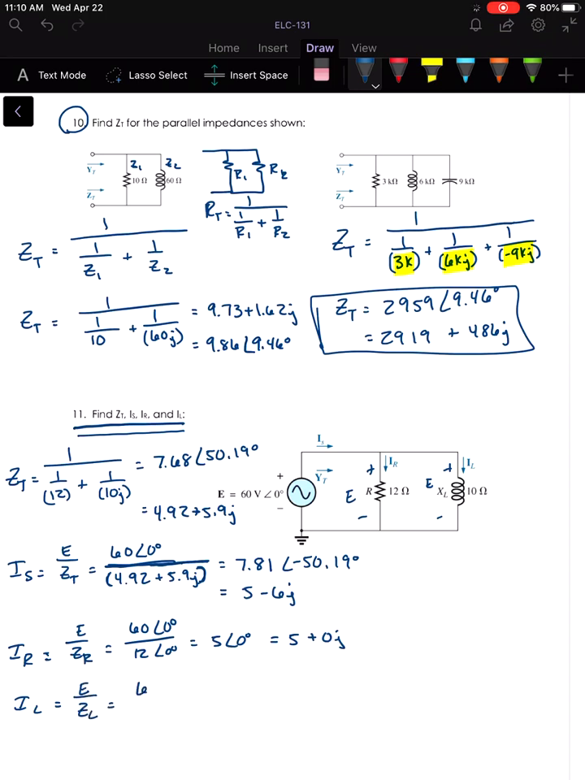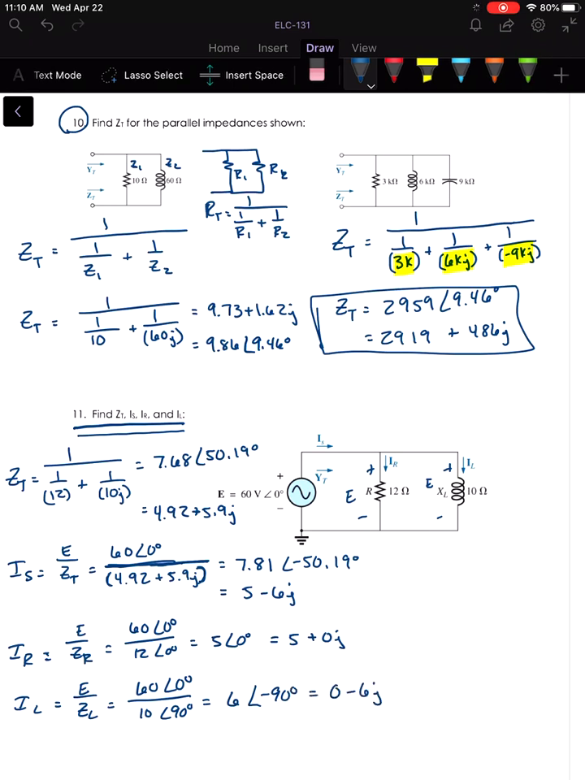For the inductor current, we've got E over ZL, or 60 at 0 degrees, over 10 at 90 degrees. So that should be 6 at negative 90 degrees, which is 0 minus 6J. Now in the rectangular form, it's a little bit easier to see that 5 plus 0J and 0 minus 6J does add up to our source current of 5 minus 6J. If you found this in polar form, you can still add the 5 at 0 degrees plus 6 at negative 90 to get the 7.81 at negative 50.19 degrees in polar form.